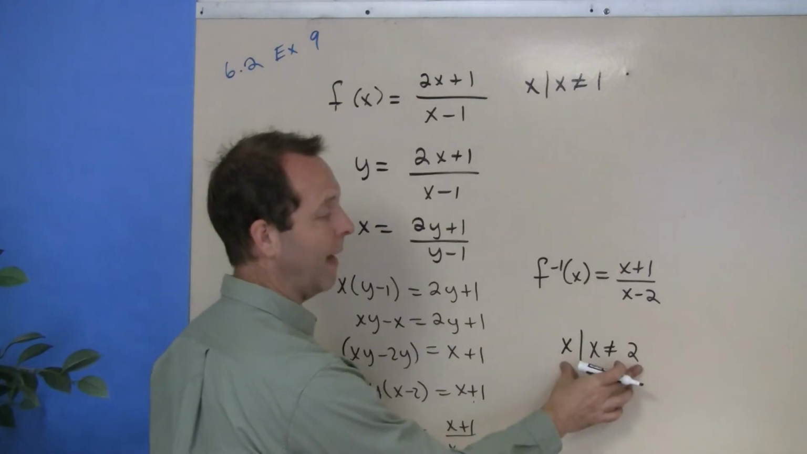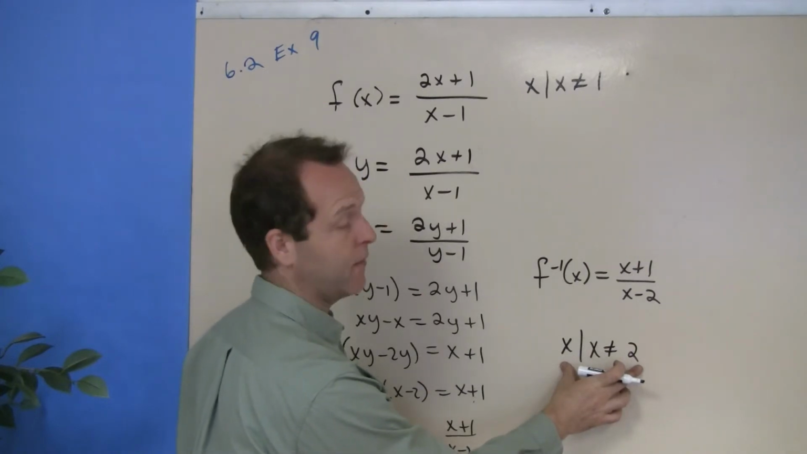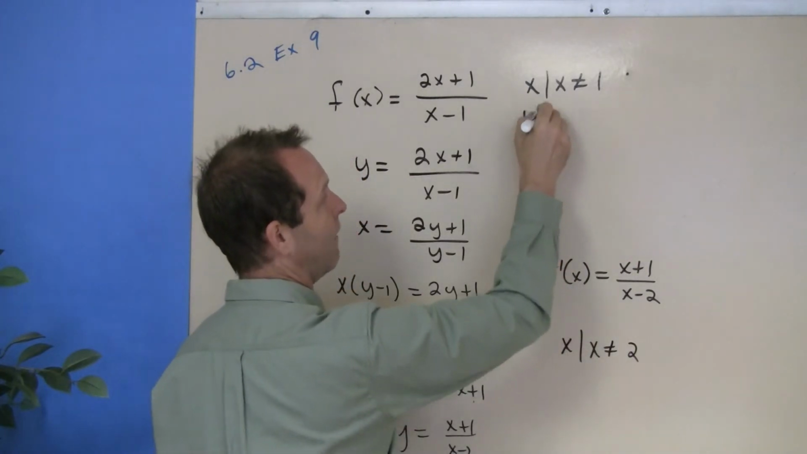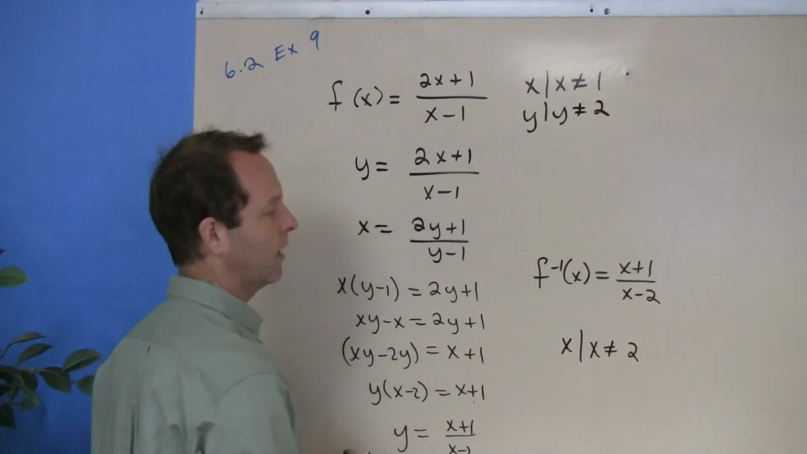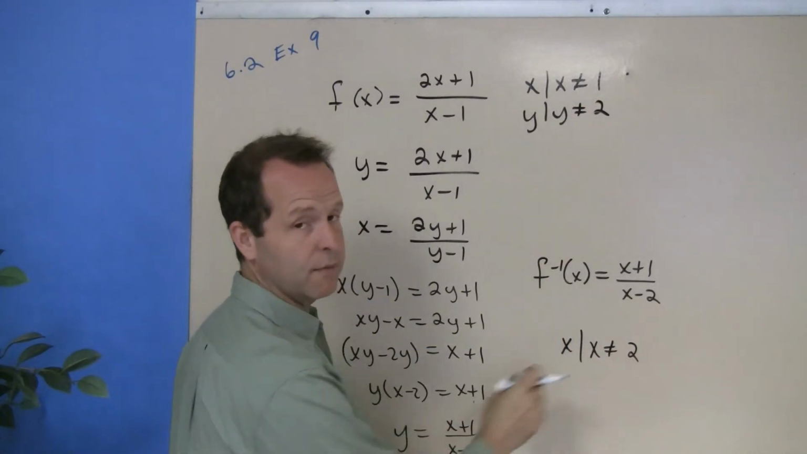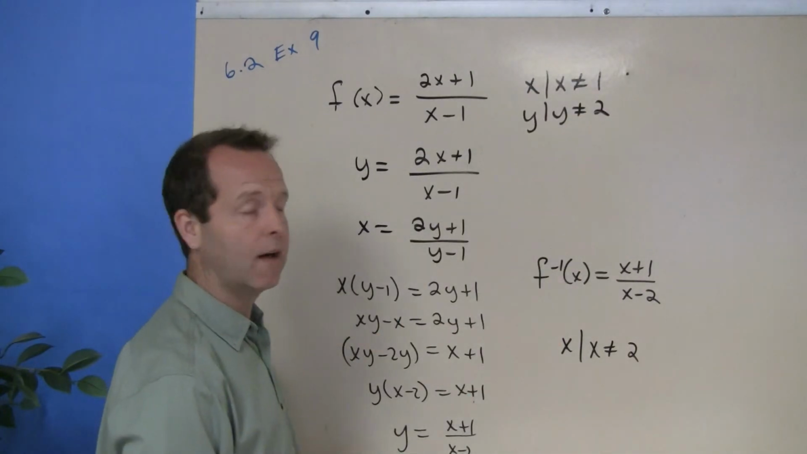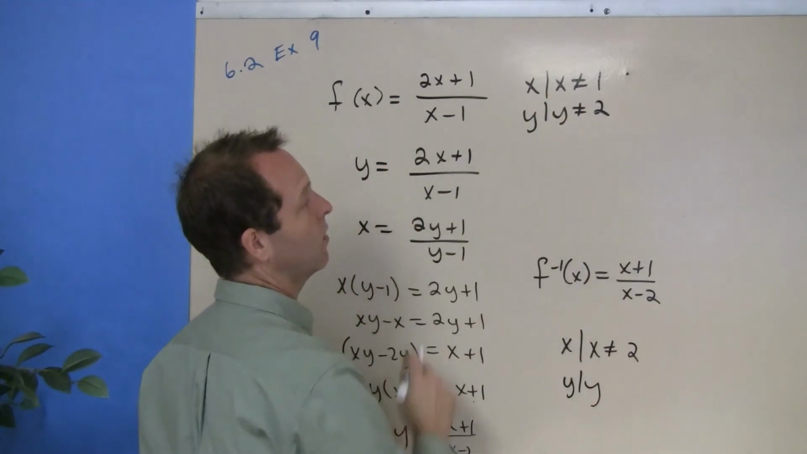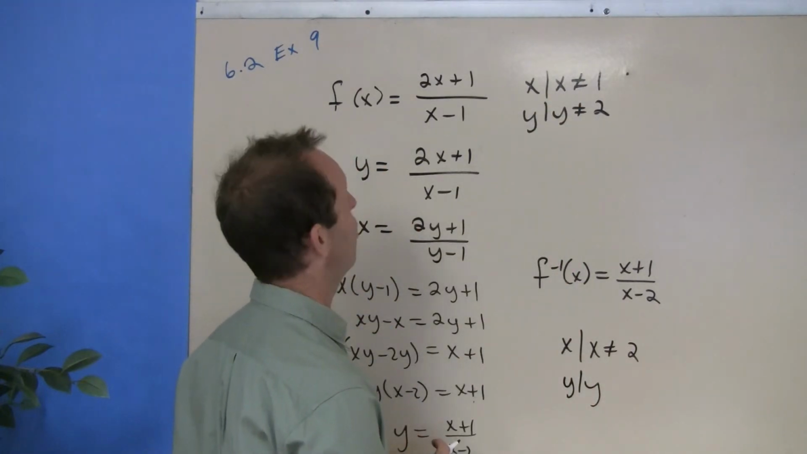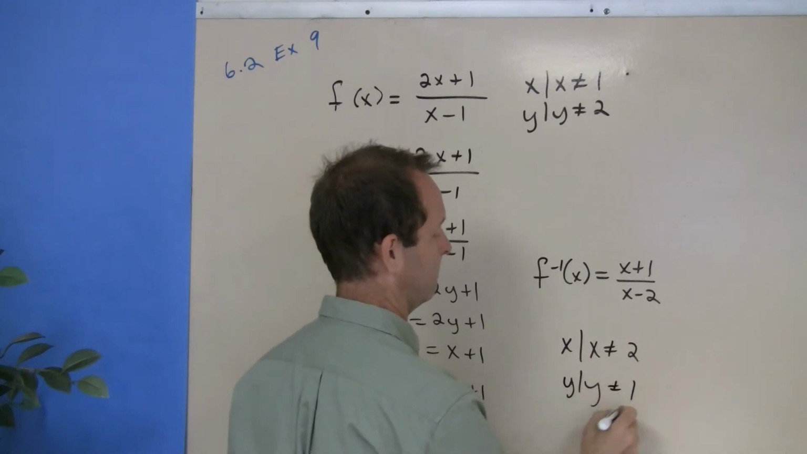So if this is the domain of my inverse, then it's going to correspond or match up with the range, the y values, of my function. Then likewise, the range of my inverse is going to correspond to the domain of my function. So x cannot equal 1, therefore y cannot equal 1.